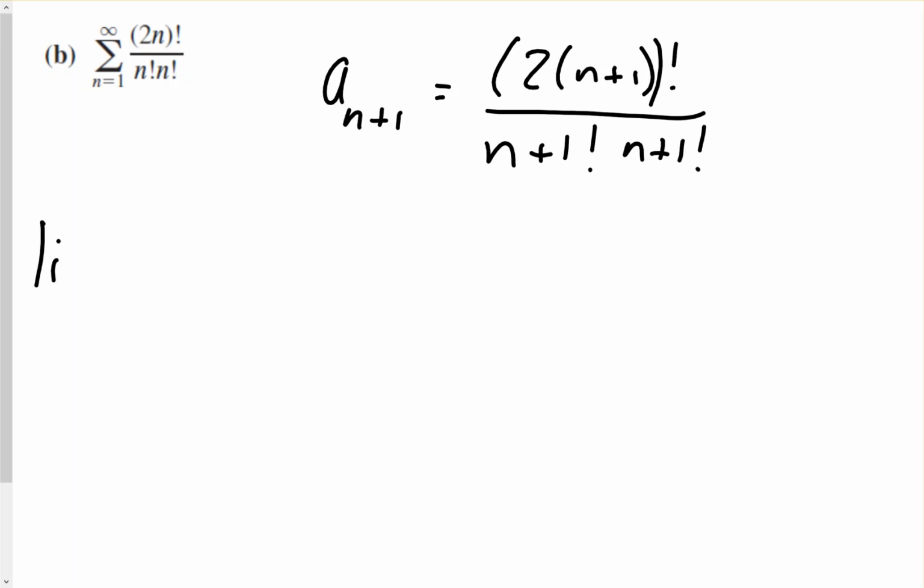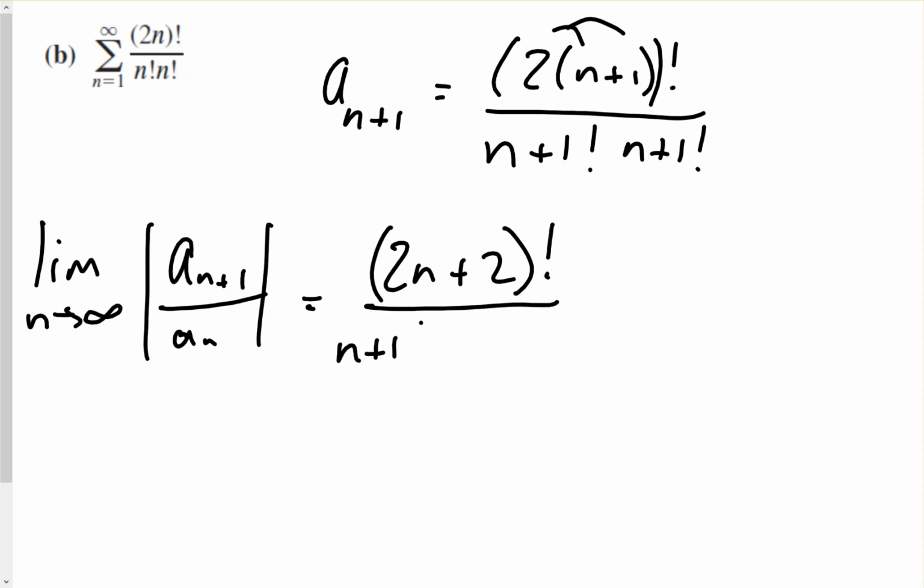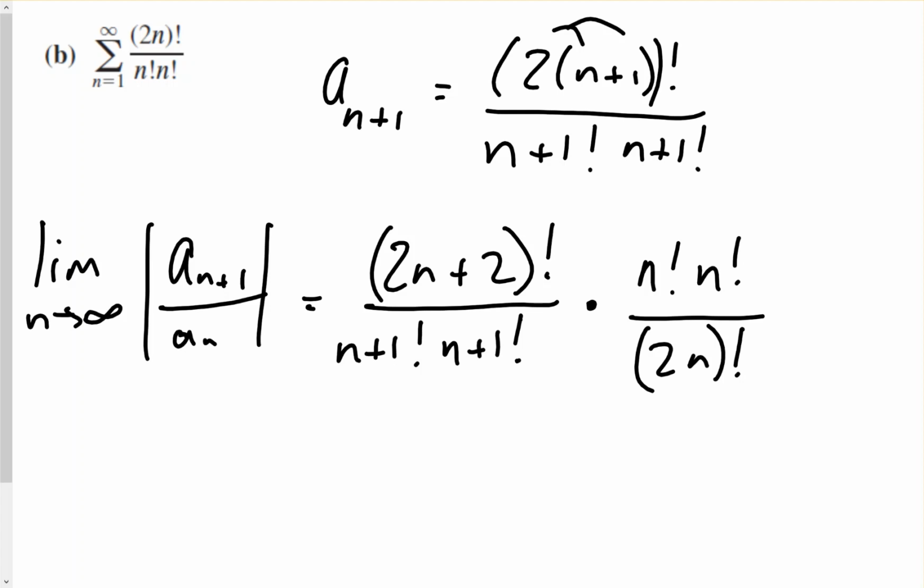Okay, so we're going to do the limit as n goes to infinity of a_(n+1) over a_n. Okay, so let's do that. Now if I distribute the 2 here in the top, I have 2n plus 2. Okay, so I have (2n plus 2) factorial over n plus 1 factorial times n plus 1 factorial. I'm going to go right into multiplying by the reciprocal of the bottom. So that would give me n factorial times n factorial on top and (2n) factorial on the bottom.